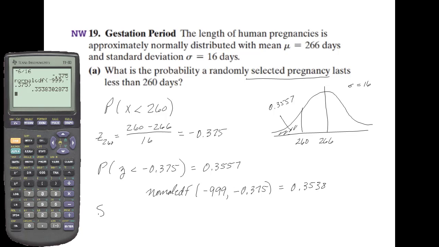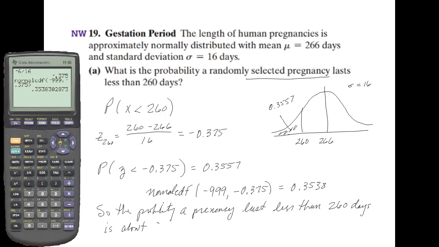So the probability a pregnancy lasts less than 260 days is about 35%. Let's call it 35%. Okay, close enough, maybe 36. Okay, so that's how you do those.